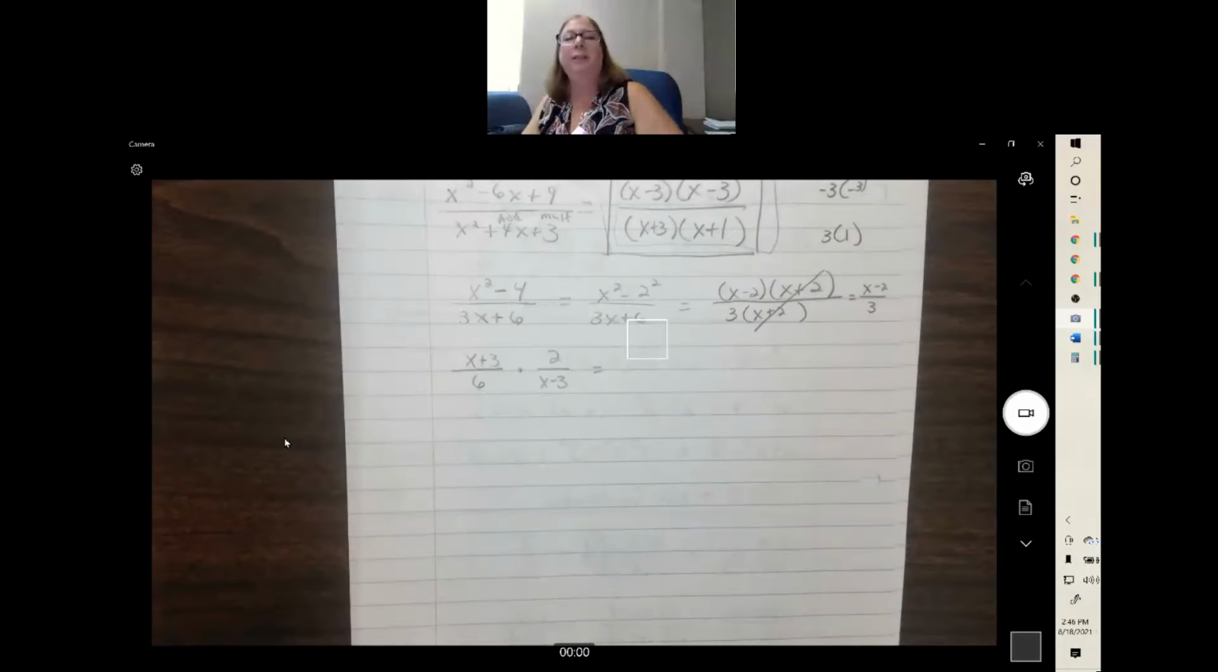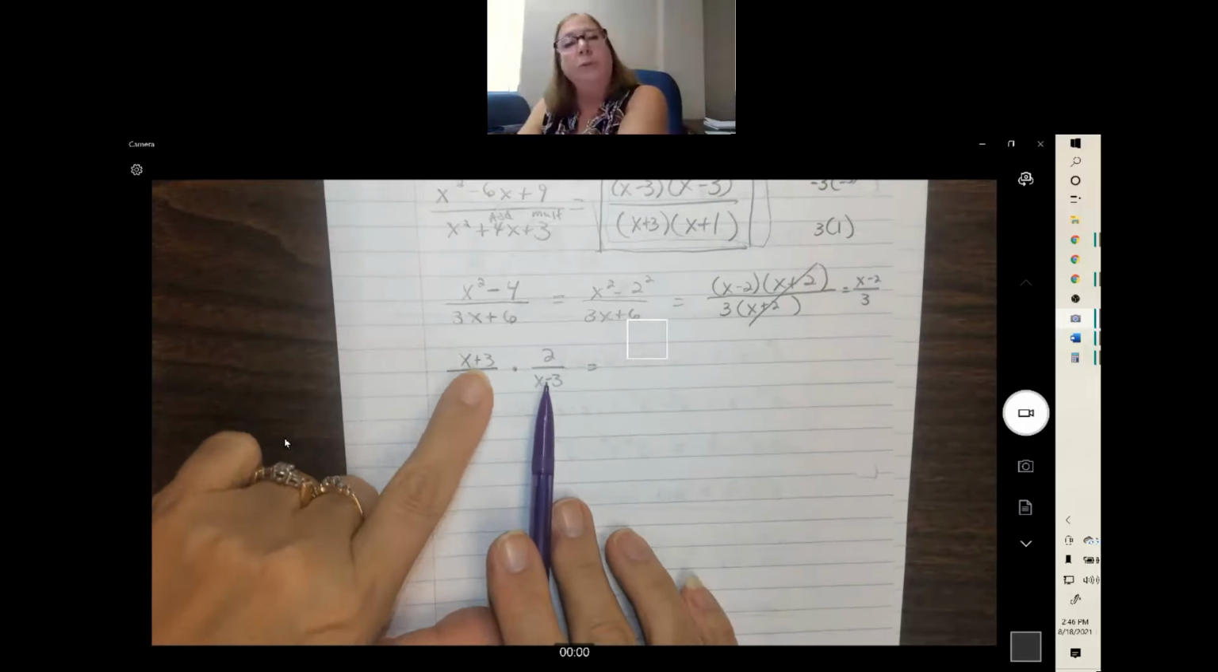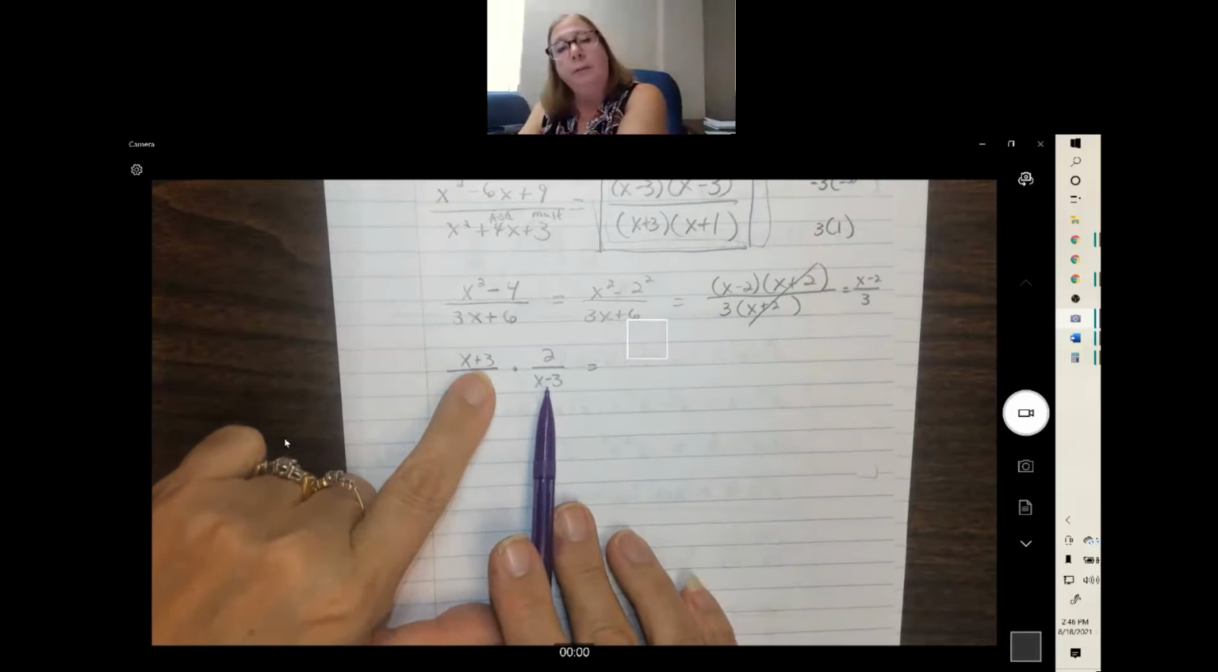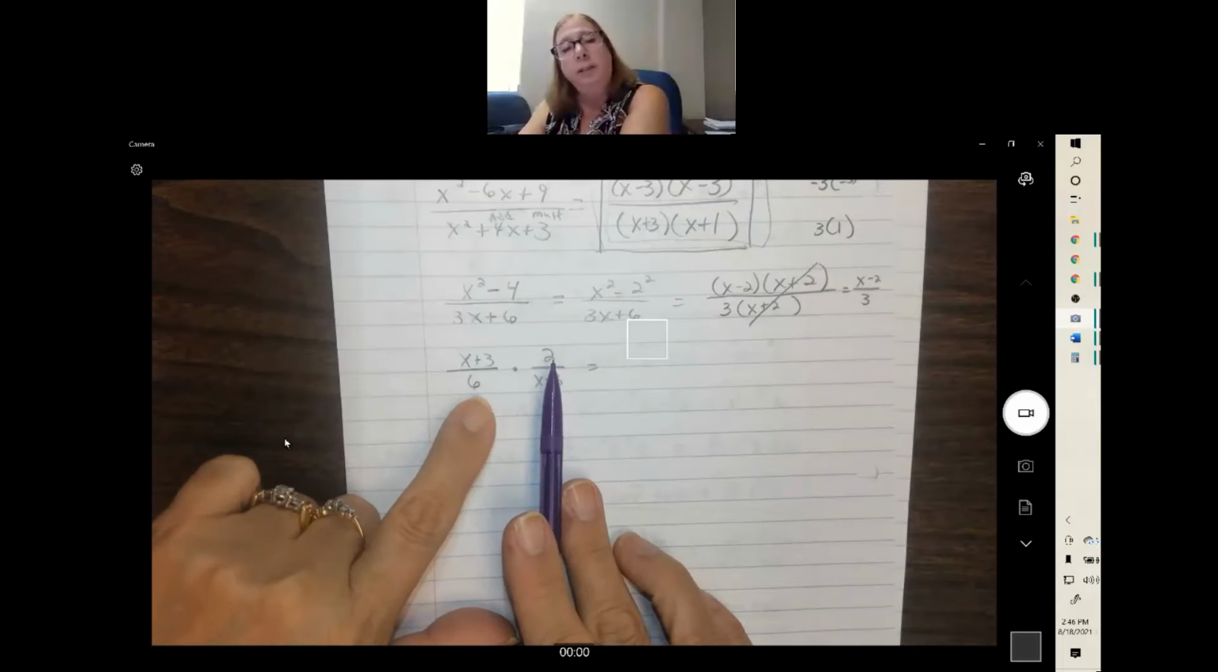Okay, x plus 3 over 6 times 2 over x minus 3. Remember when we're multiplying fractions, we just multiply across. Now, if you want, you can simplify first, as long as it's something from the top and the bottom. These two binomials will not cancel because they're not identical. But the 2 and the 6 can reduce by 2.